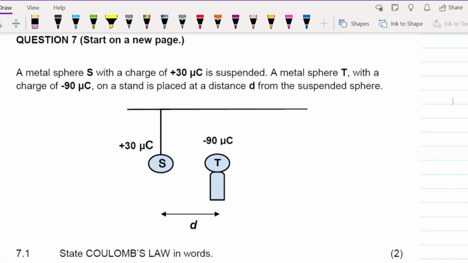So now we are on question 7. Question 7 says you have a metal sphere S with a charge of 30 microcoulombs that is suspended. Then you have a metal sphere T, with a charge of negative 90 microcoulombs, on a stand, placed at a distance d from the suspended sphere. So this is sphere S with 30 microcoulombs, and sphere T, which is negative 90 microcoulombs, and the distance between them is d.